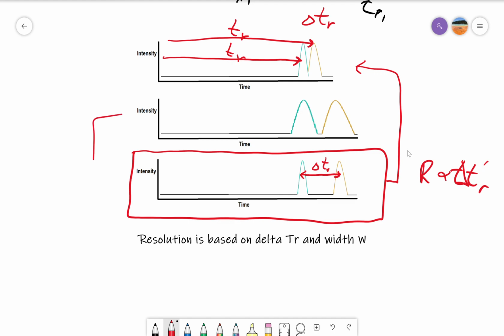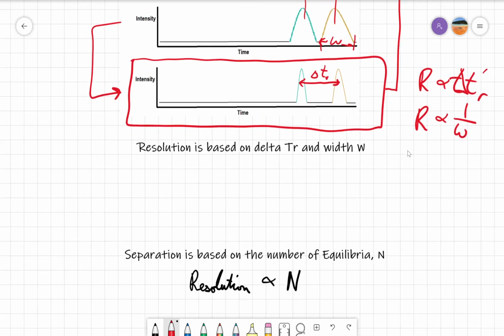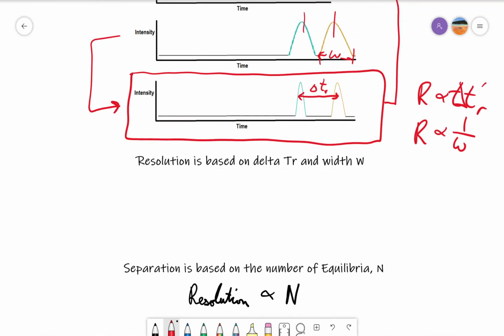Between the second and third chromatograms, however, they actually have about the same delta TR, but their widths are significantly different. So resolution is going to be inversely proportional to width. The wider the width, the worse the resolution. Resolution is therefore based on the delta TR and the width, W.